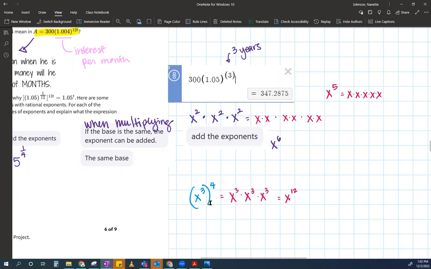So I got x cubed times x cubed times x cubed times x cubed. I have 4 of them. And then this takes me back to this rule, which you just told me to add the exponents, right? So this is x to the 12th. So what did you want me to do? What do I do with my exponents here? Can someone give me a good rule?